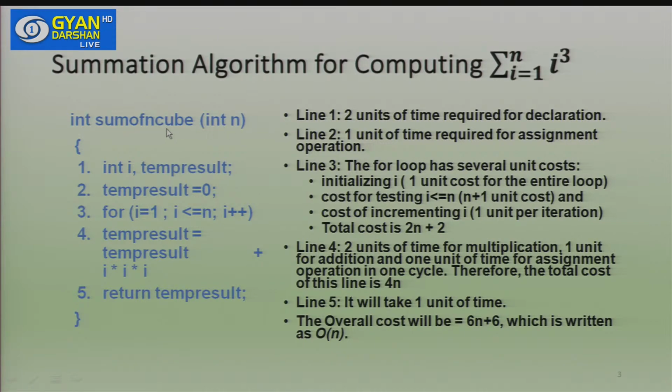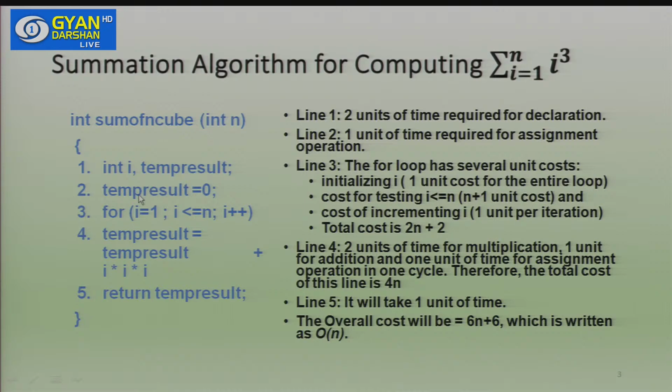Now, the algorithm is very simple. In fact, we have not represented it as an algorithm, but it is an implementation very close to C, right? So here we have a function, sum of cubes, taking an int n. It takes one parameter n, which is the highest value, since from 1 to n we have to compute. So we take input n, and an integer i is there, which we are going to use to compute 1 cube plus 2 cube and so on.